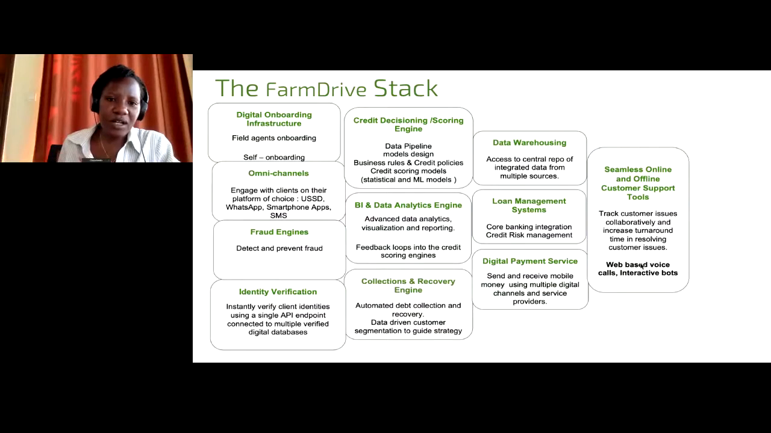So the data warehouse is what feeds into a lot of the work that we do, including the scoring engines. It has this historical data that we keep feeding into the warehouse.